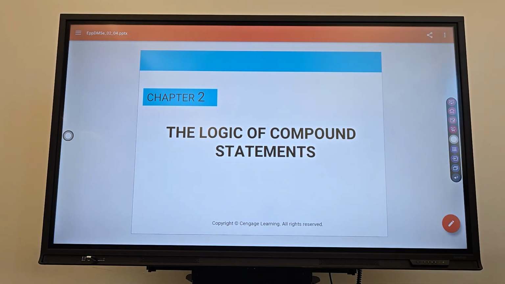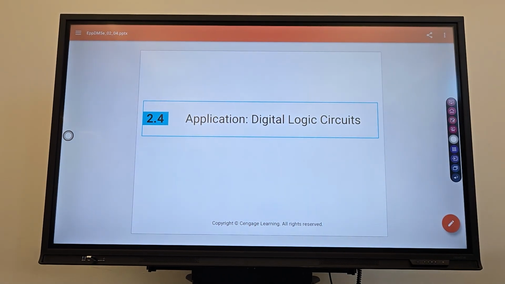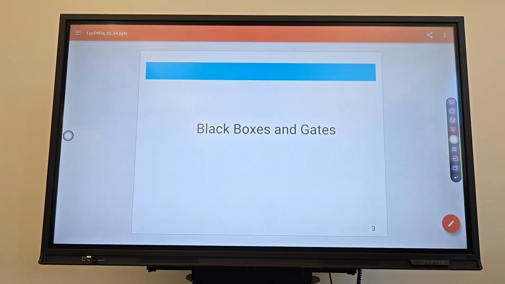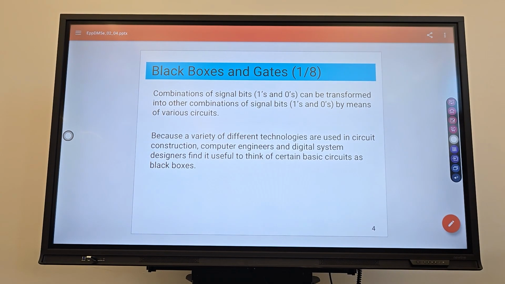The digital logic circuits, an application of these ands and ors. Combinations of signal bits can be transformed into other combinations of signal bits by means of various circuits. Because a variety of different technologies are used, the actual circuits depend on the technology. So we look at these logic circuits as black boxes.